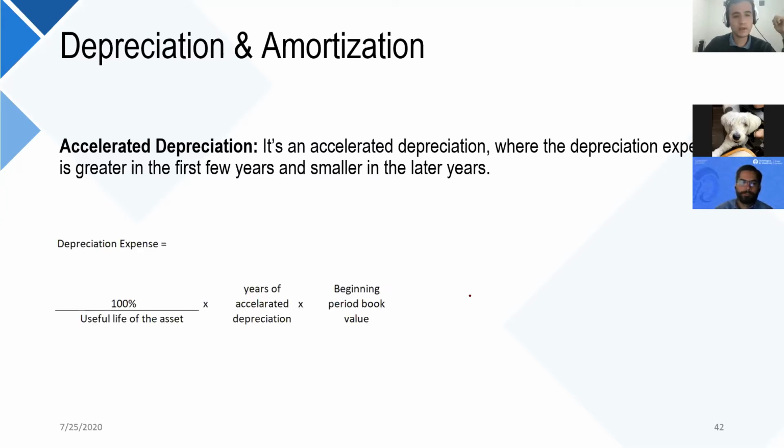So what is accelerated depreciation? Basically, you recognize most of the asset, or sometimes all the asset, as an expense in one single period, or in accelerated periods. What you are looking for here is to create losses so you pay a lower tax rate. The formula is 100% divided by the useful life of the asset, times years of accelerated depreciation, times the beginning period book value. That is, you will depreciate an accelerated percentage of the book value of the assets.